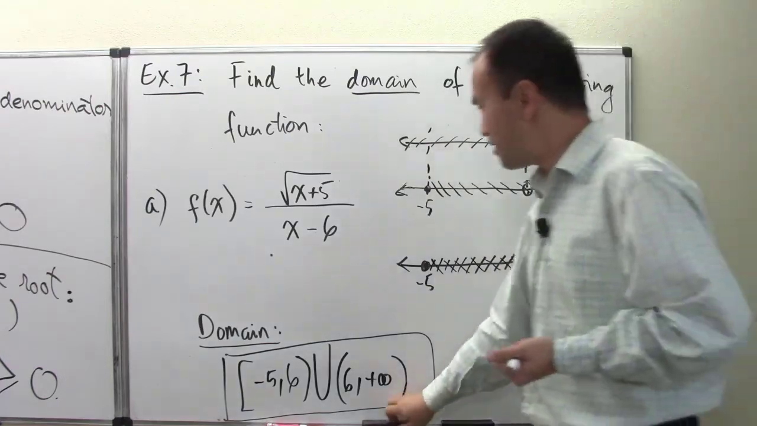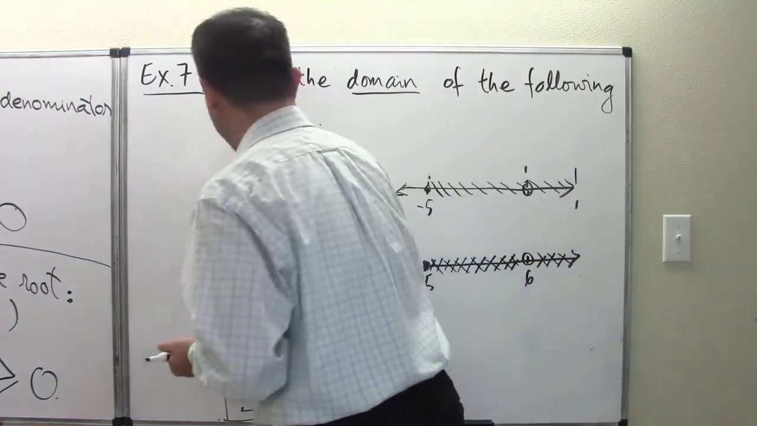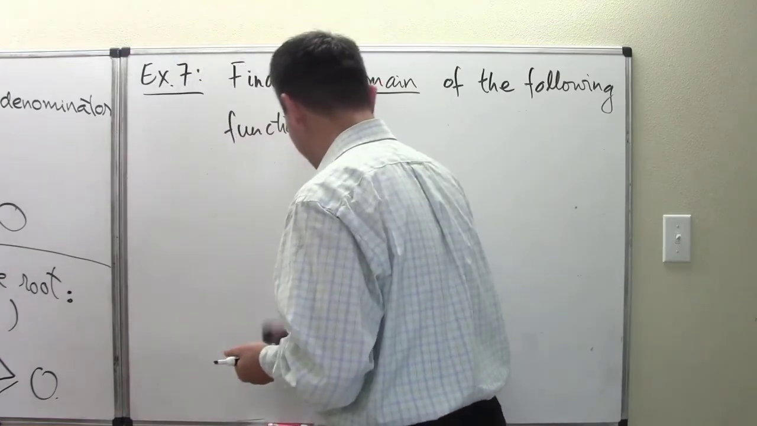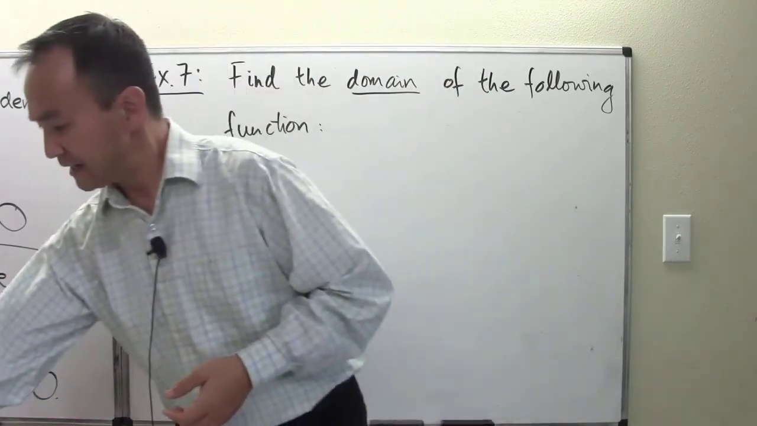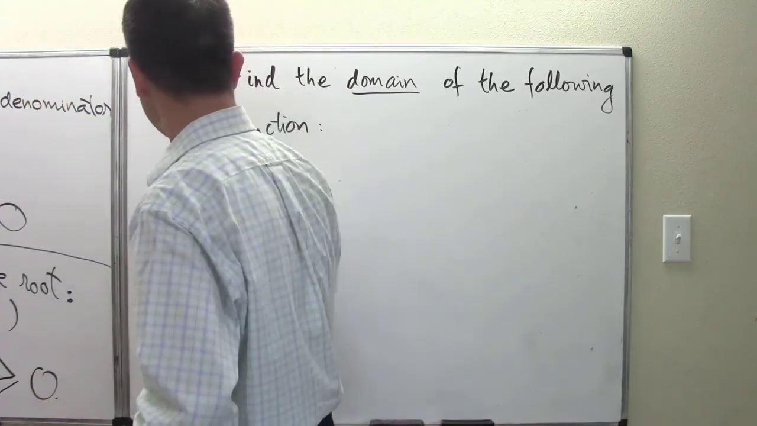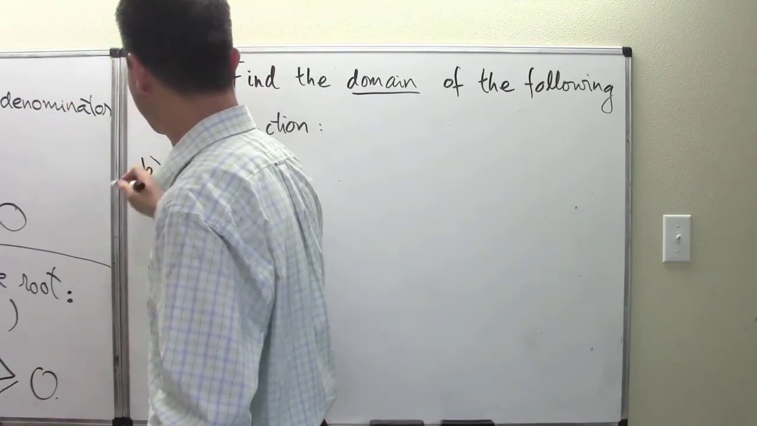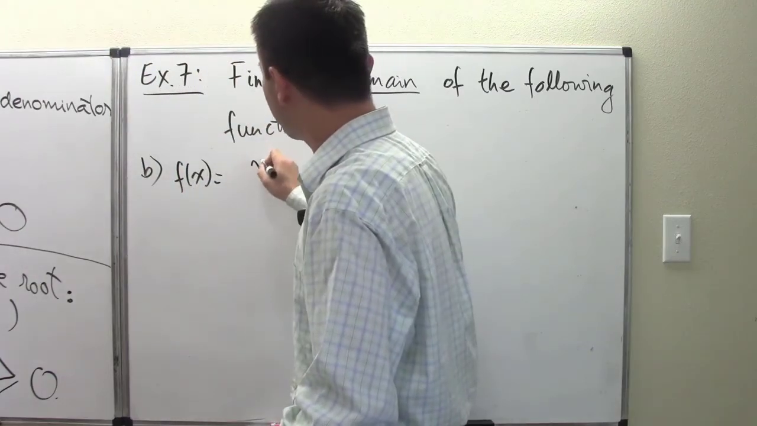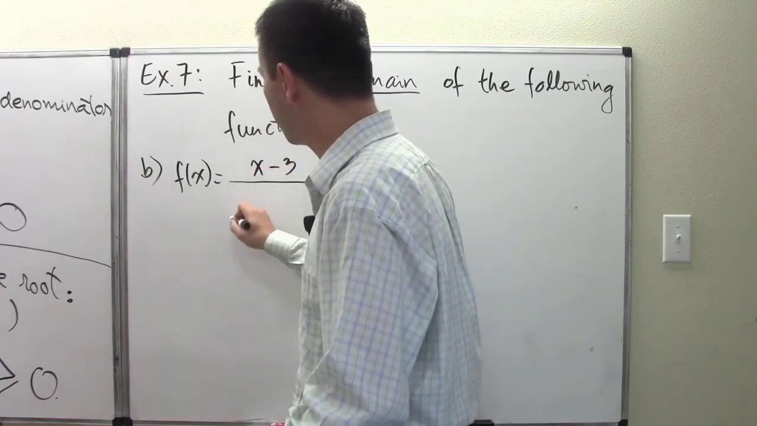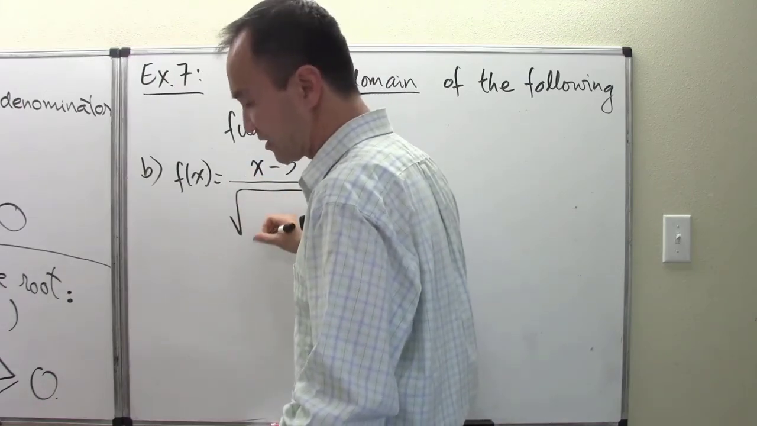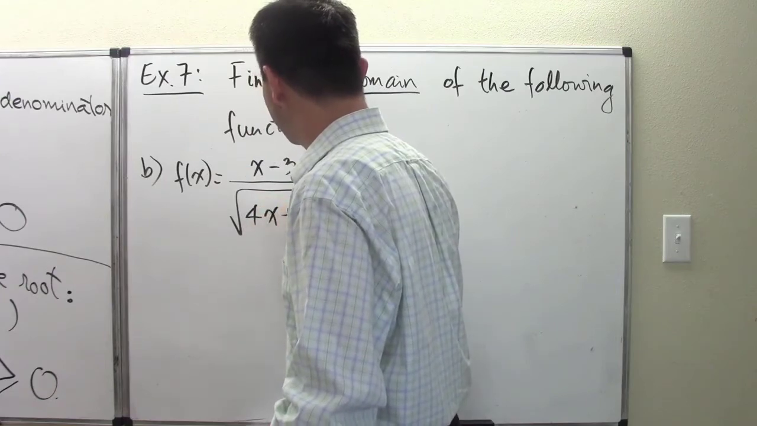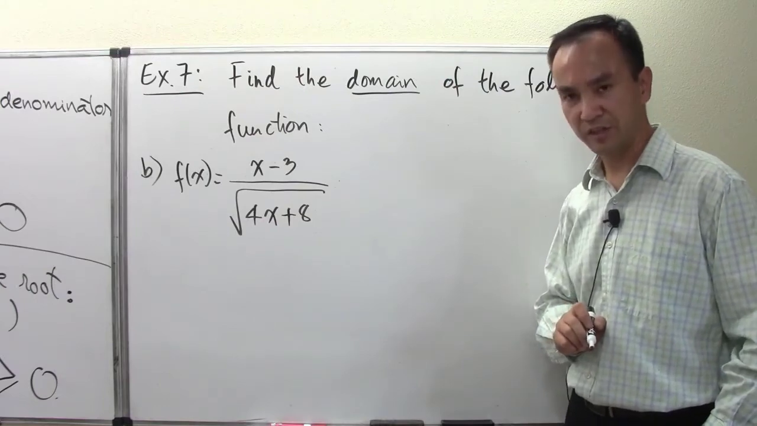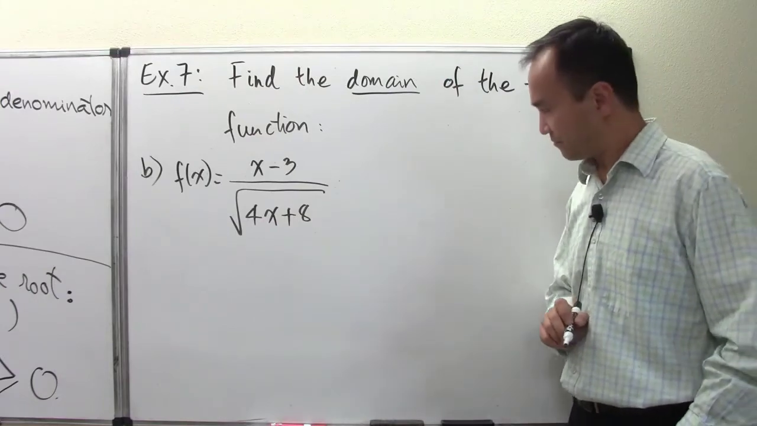Now let's erase the space here, and things can start picking up pace a little bit. Let's look at problem B right here. How about our function here? F of x is defined as x minus 3, divided by 4x plus 8.